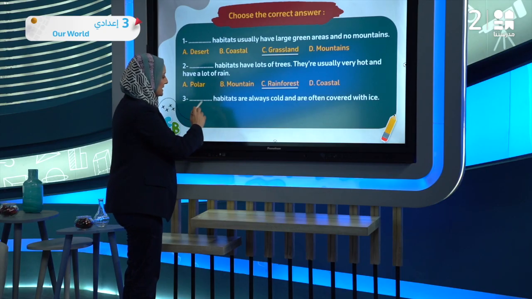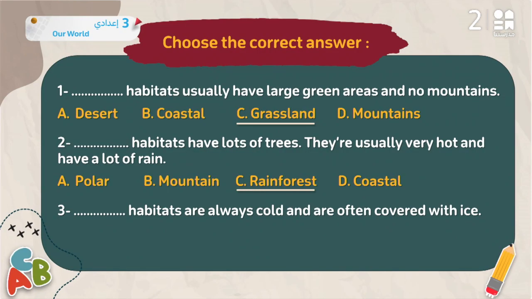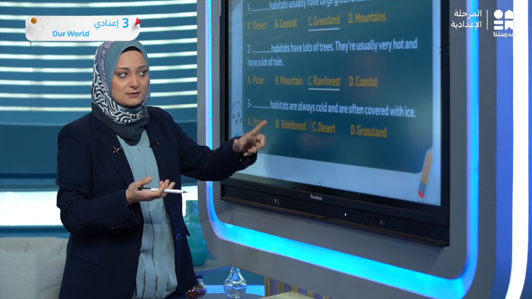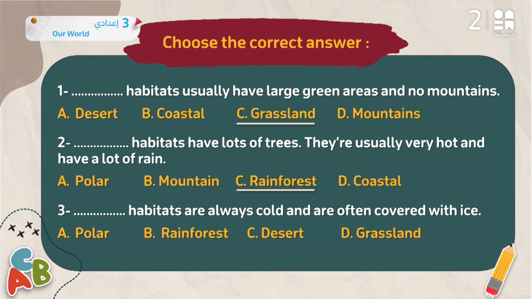Number 3, space habitats are always cold. برد. And are often covered with ice. دايما متغطي بالجليد أو بالثلج. I think this one is easy. سهل إن احنا نخمن إيه اللي برد وإيه اللي دايما متغطي بالثلج. Is it rainforest? Rainforest احنا خلاص عرفنا الديفينيشن بتاعتها. Desert اللي هي الصحراء. Of course this is not correct. Grassland اللي هي المراعي أو البيئة العشبية. Of course this is incorrect. So the correct one is polar اللي هو القطبي.